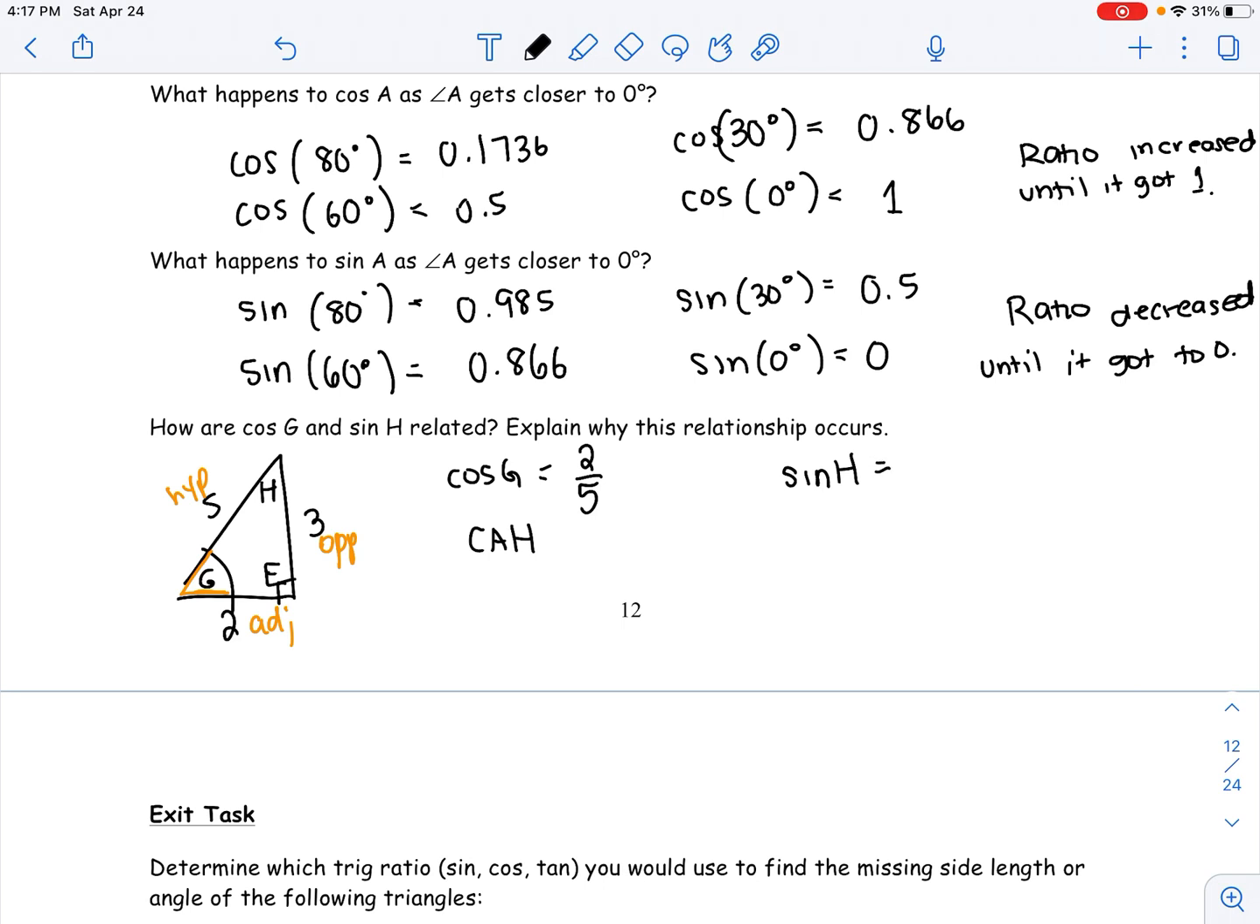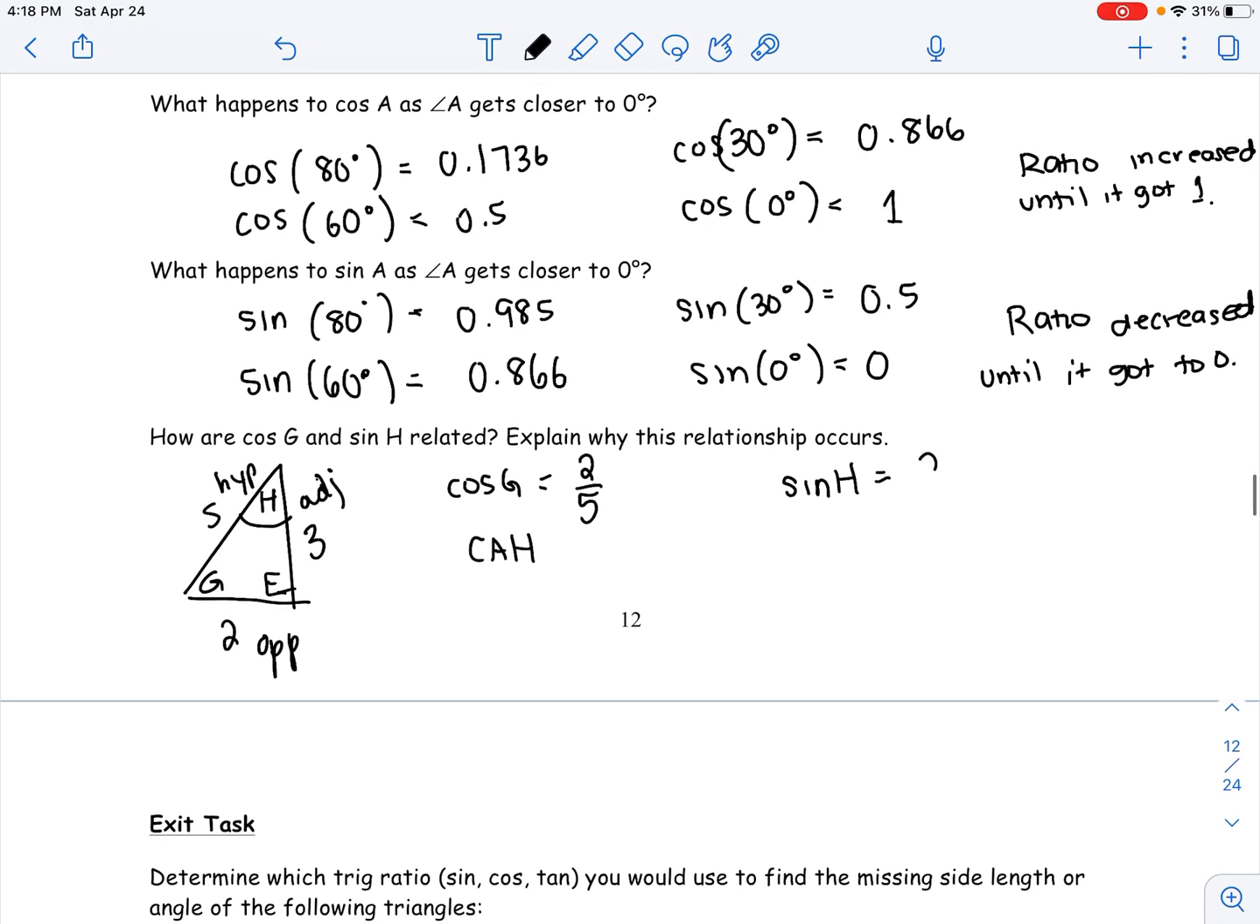Now let's relabel it. What if we did sine of H? We're looking from H now, so I have to relabel my triangle. Okay, now we're looking from H. If we're looking from H, this is still our hypotenuse, but this side is our adjacent side, because it's the other leg coming out of H. And this is your opposite. So in this case, if we're looking at sine, sine is always opposite, which is 2, over our hypotenuse, which is 5. So, opposite over hypotenuse. As you can see, they're actually equal to each other.